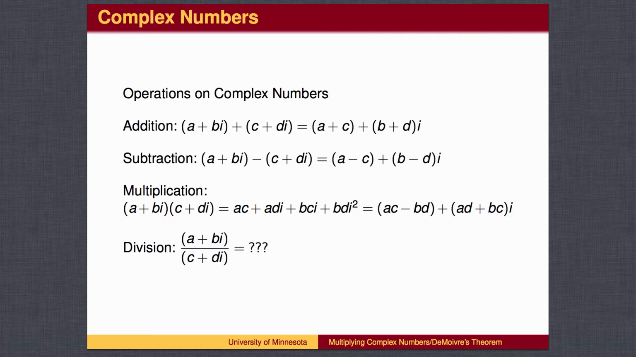To multiply complex numbers, FOIL. Note that the last term is bd i squared and that i squared is negative 1, so this becomes the real number negative bd. In the product, the real part is ac minus bd, and the imaginary part is ad plus bc. Can we divide complex numbers? That is, can we get an answer that has a real part and an imaginary part? The answer is yes, and we will show you how to do this later in the video.